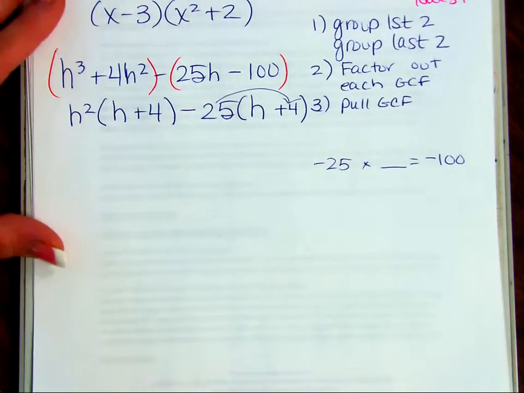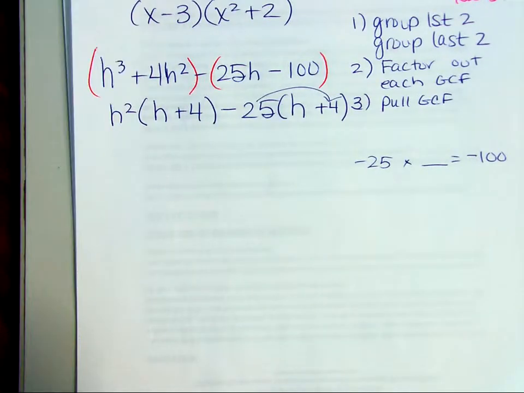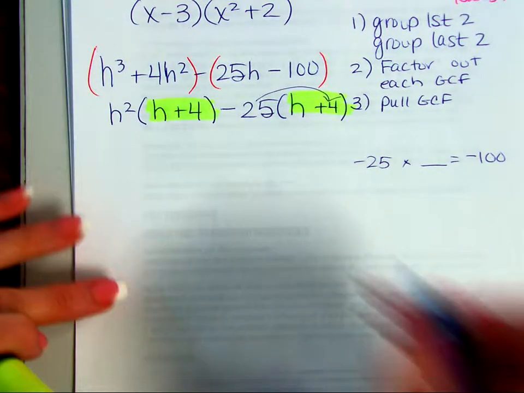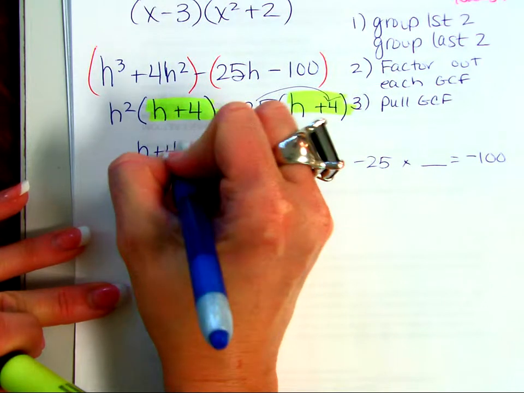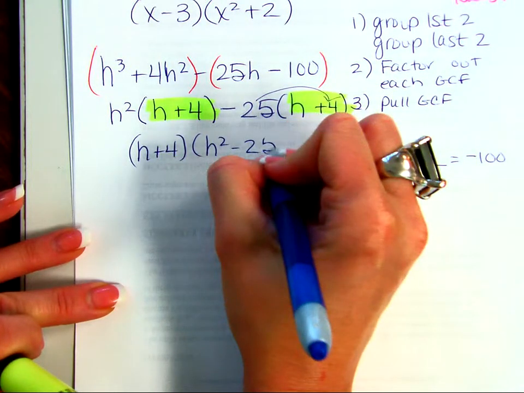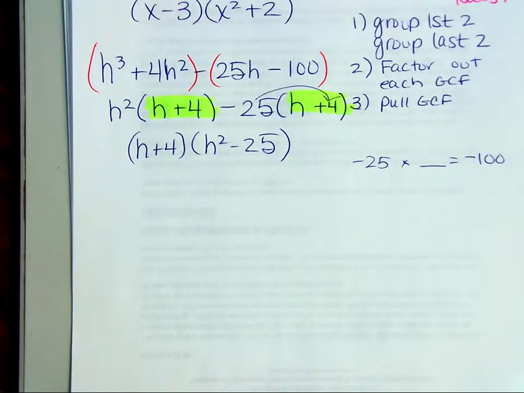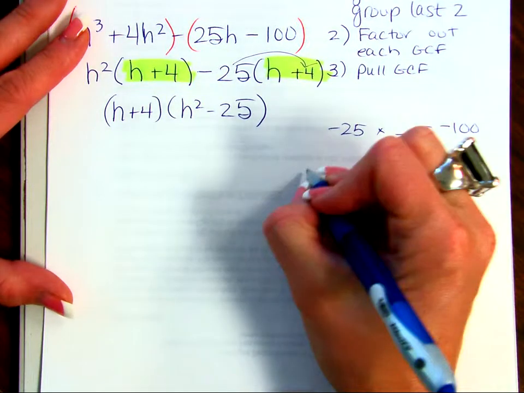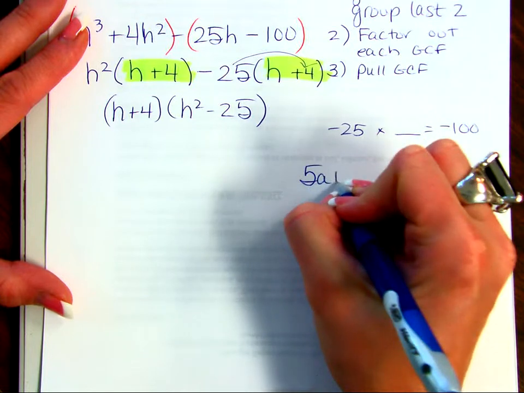If the product is a negative 100, you multiplied a negative times a positive. What number needs to go here to multiply basically a negative 25 times what is a negative 100? Only one of them can be negative, and my 25 is, which means the 4 must be positive. All right? Now you see what you have in common. We grouped them together. You have your H plus 4 that you're going to pull out, and then you have your H squared minus 25.